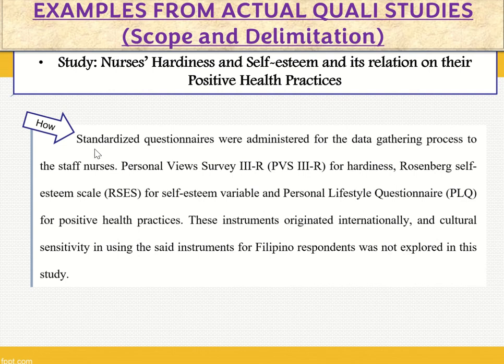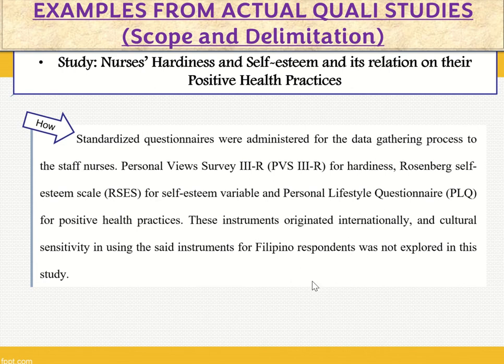And then this is the how. For the how, the data collection procedure will be done, and then what are the instruments to be used. So this is the statement. Standardized questionnaires were administered for the data gathering process. So this is the title of the first questionnaire to measure hardiness. Second questionnaire is the Rosenberg self-esteem scale that measures the self-esteem variable, and the personal lifestyle questionnaire that measures the positive health practices. So again, you include here the title of the instrument that you will be using for each variable.